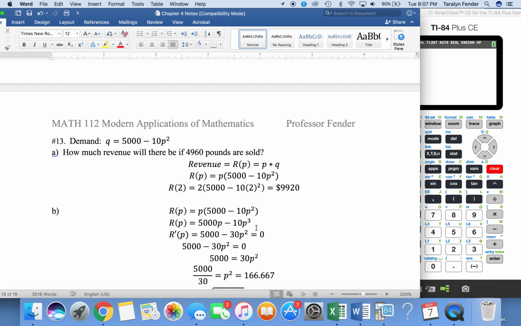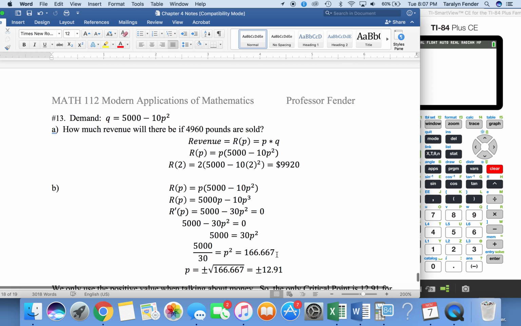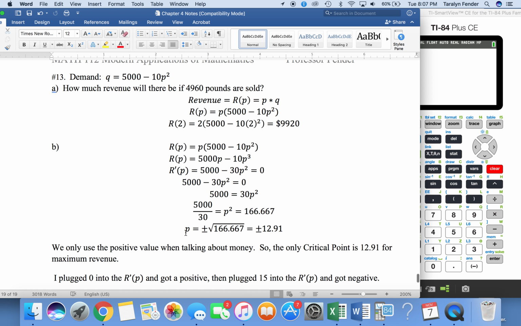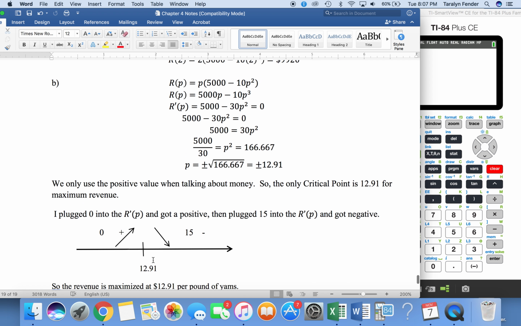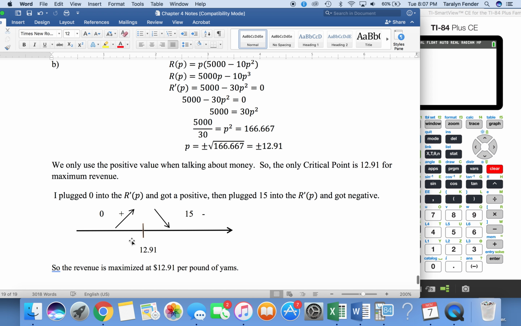Let's take the derivative of that, set that equal to 0. And we get P, the price, is going to be $12.91. We only use the positive value when talking about money, so the only critical point is $12.91 for maximum revenue. And here is your critical value. What are the slopes doing on the left side of it? What are they doing on the right side?